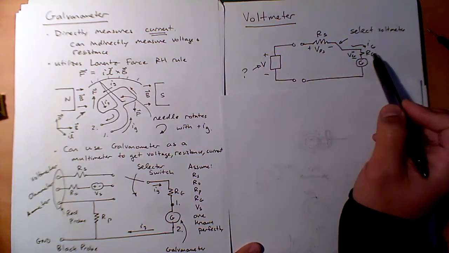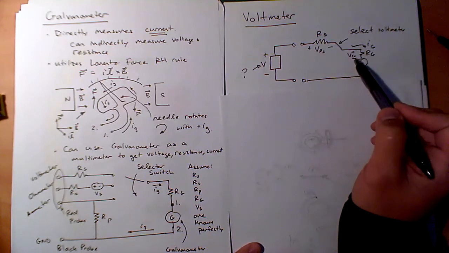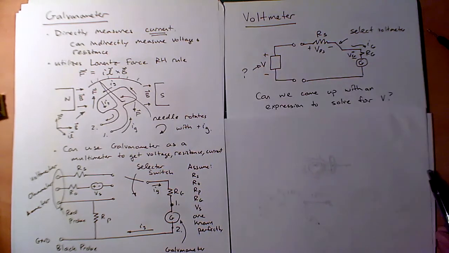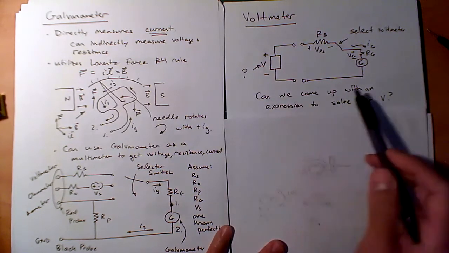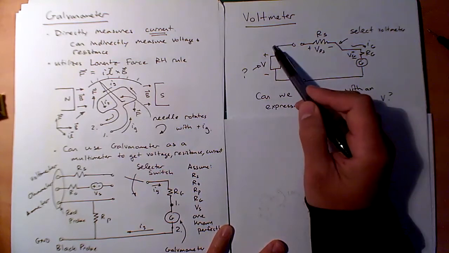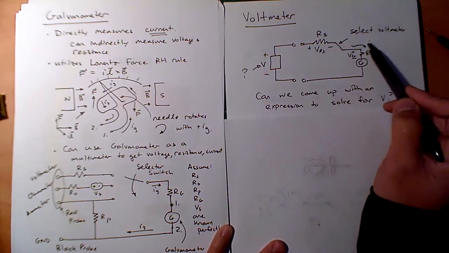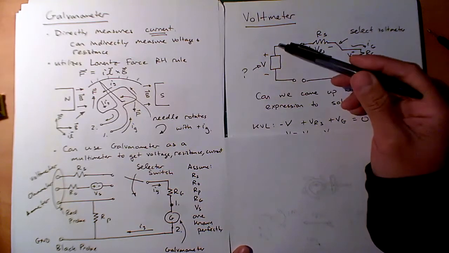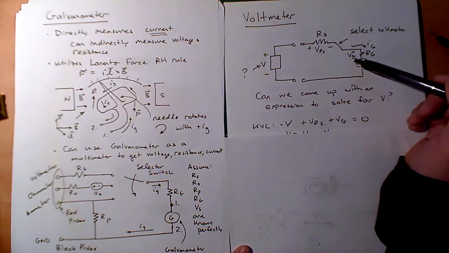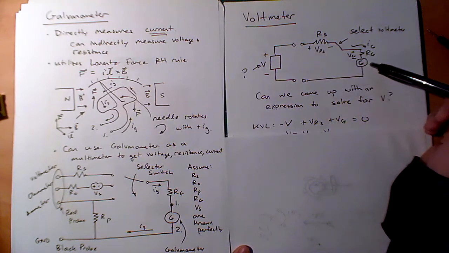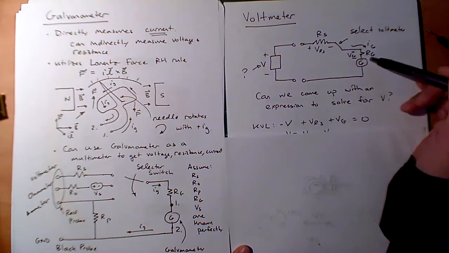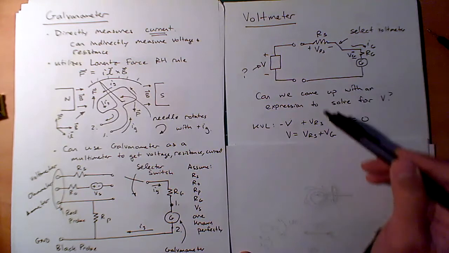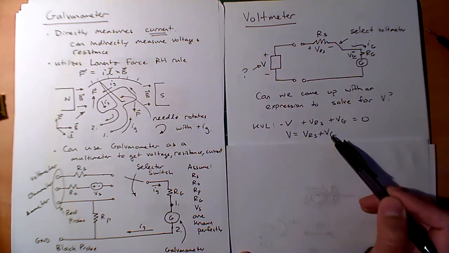Okay, so let's say again, RG, RS are known. We can even label the voltages easily, just so that we can do this analysis. And so the question is, can we come up with an expression to solve for this V if we assume these are known, right? Okay, we can follow our analysis. KVL: minus V plus VRS plus VG equals zero. Let's assume the voltage across the galvanometer is zero, okay? And it looks like if I solve for this V in terms of these two voltages, I just bring this over, I get VRS plus VG.